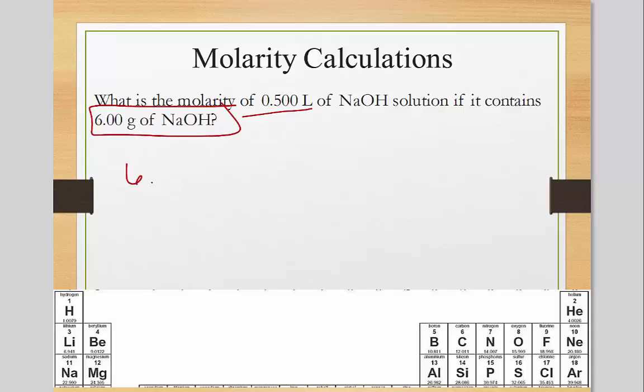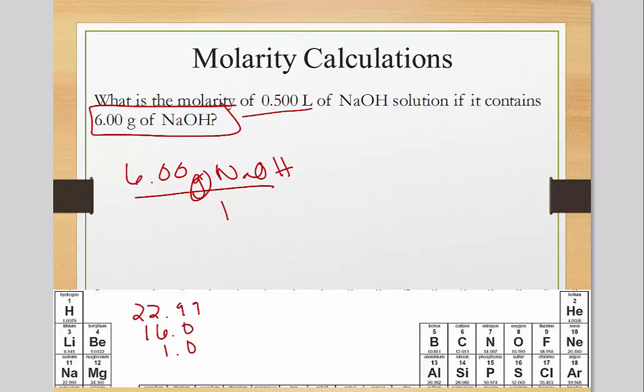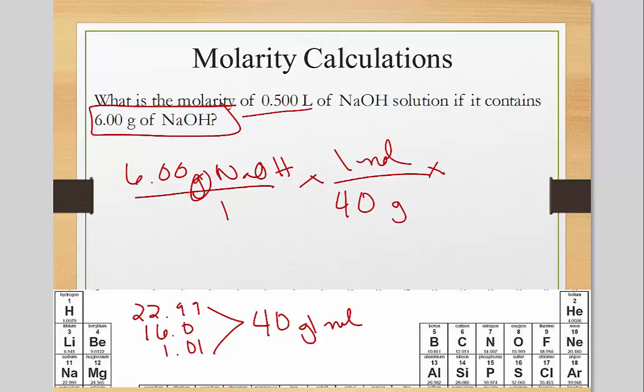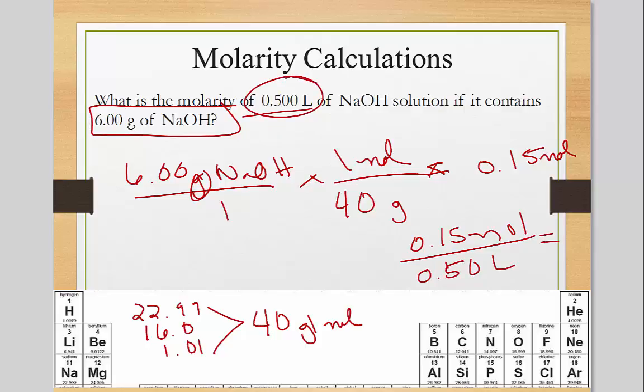So 6.00 grams NaOH. We had to figure out the molar mass of the NaOH, and we know that by the key term grams. So Na is 22.99, O is 16.0, and H is 1.01. Add those together and it's 40 grams per mole. So grams are on the top, so I want to put grams on the bottom. And that comes out to be 6 divided by 40, which is 0.15 moles. So 0.15 moles over the liters, which is 0.5. That then comes out to be 0.30 molar.